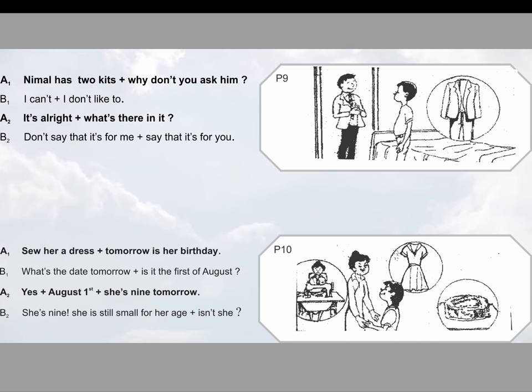Dialogue number 10. What's the date tomorrow? Is it the 1st of August? She is 9. She is still small for her age, isn't she?